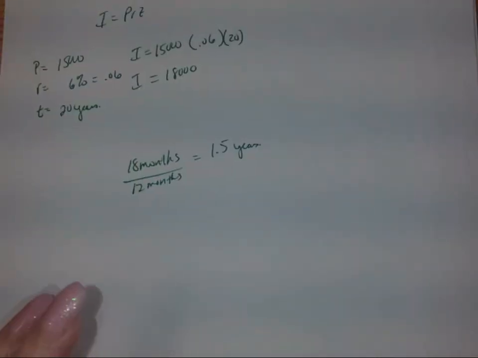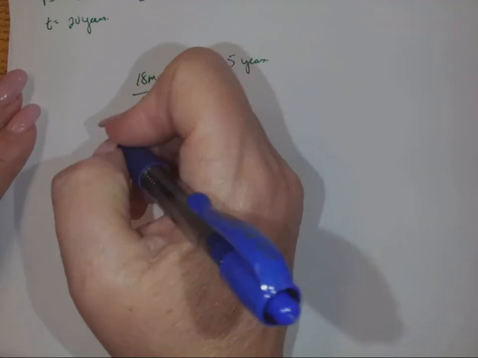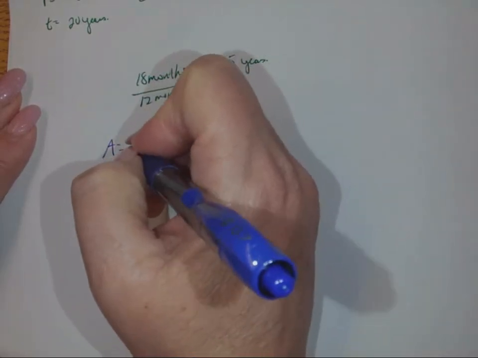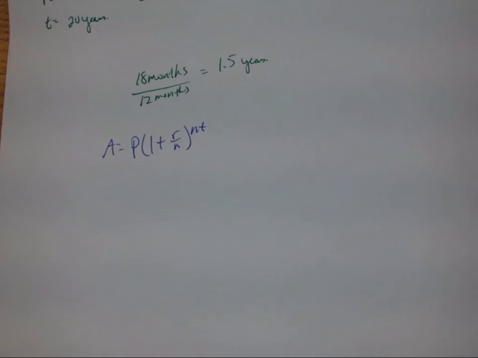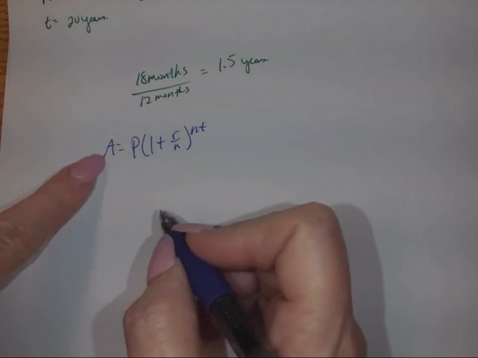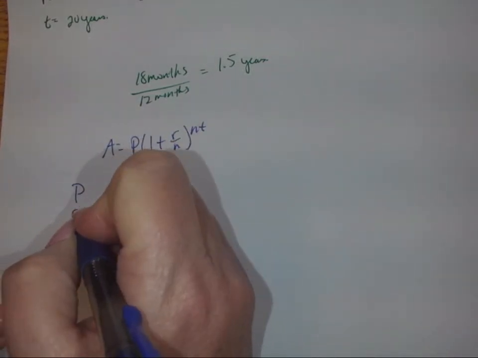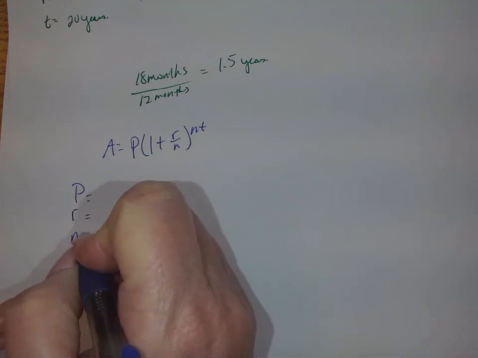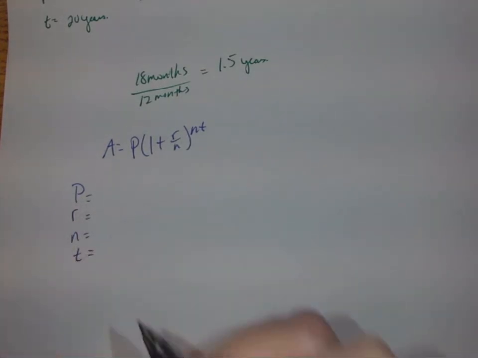The first thing we need to know is that for compound interest, our formula is A is equal to P times 1 plus R over N raised to the NT. So we need to figure out what all of our values are. We're looking for the accumulated value, which is the A. P is the principal, R is the rate, N is the number of times a year that it's being compounded, and T is for how many years.